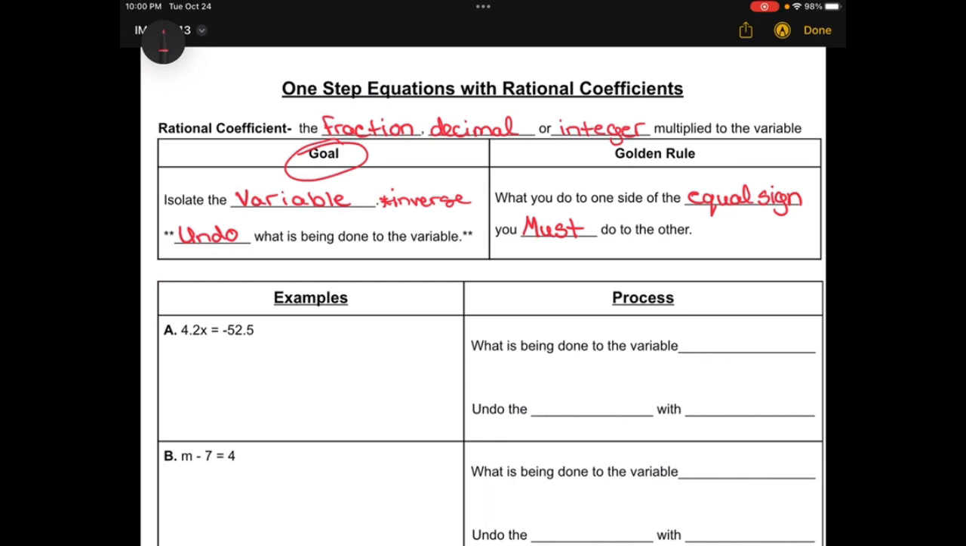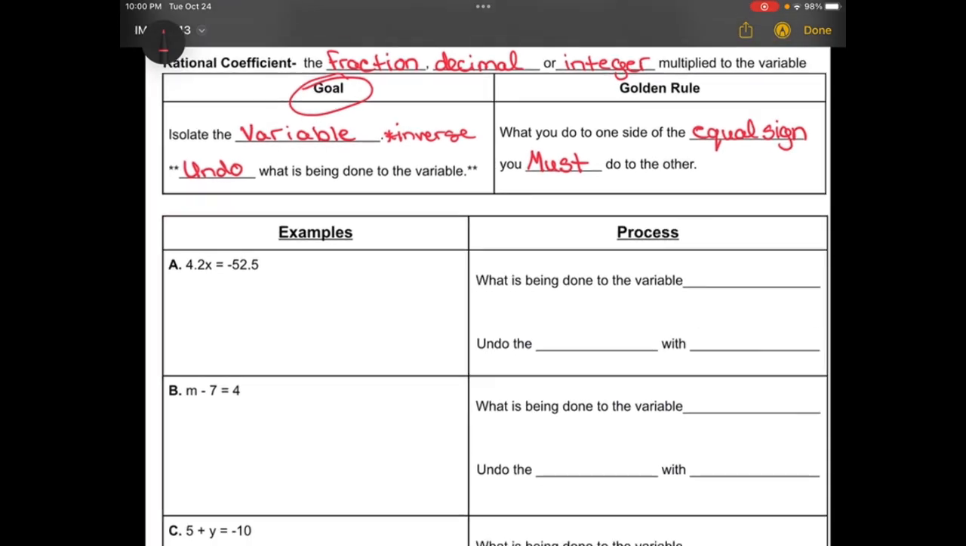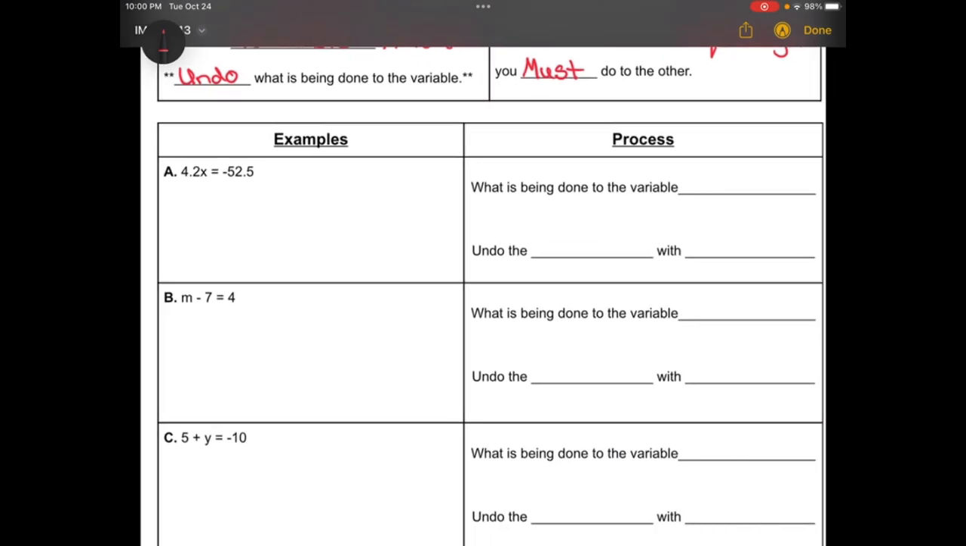Isolate the variable. Usually, I like to get the variable on the left and the constants on the right. And how do you do this? By using the golden rule. What you do to one side of the equal sign, you have to do to the other side of the equal sign. So let's look at some examples, and we're going to just talk about this as we go along.